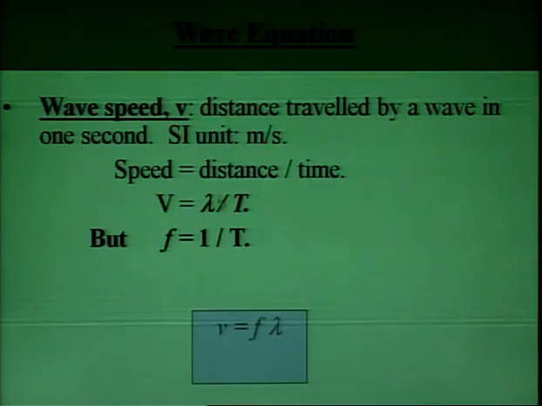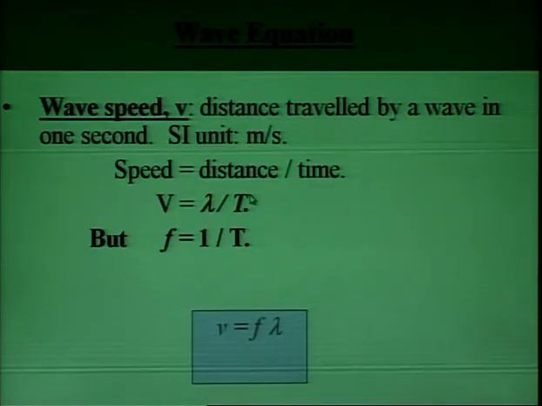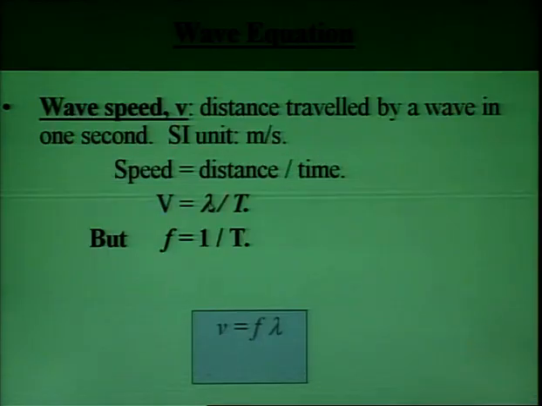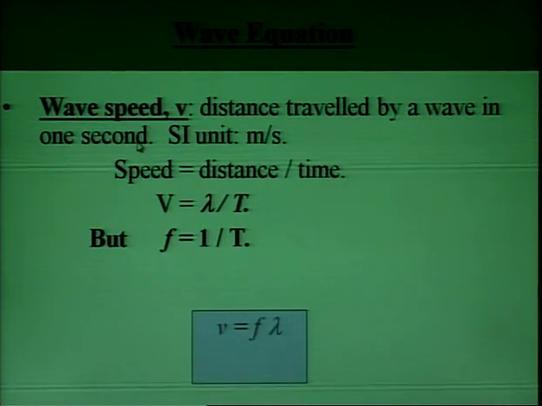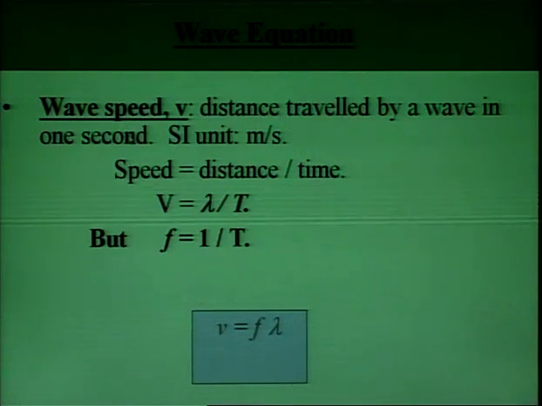So we can use either of these two equations to solve numerical problems. Velocity is lambda by t or velocity is f into lambda. This equation we call this as wave equation, or this is the way to find the wave speed.